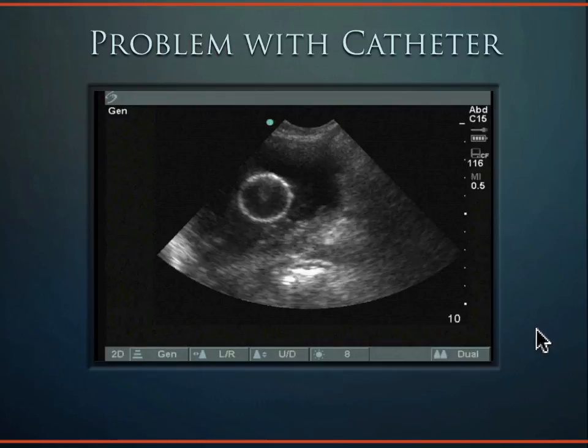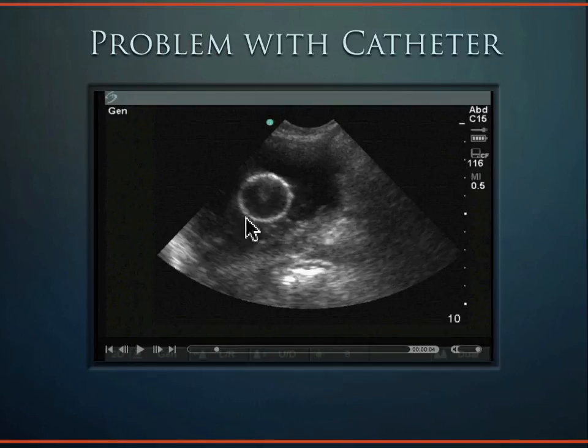So we go to take this Foley out. First thing we need to do is take the balloon down. But guess what? The balloon won't go down. The port that you hook up the syringe to deflate the balloon, it's not working. And the patient is getting more and more agitated because his bladder's filling up. And he's like, hey, doc, get this thing out of me before I yank it out myself.